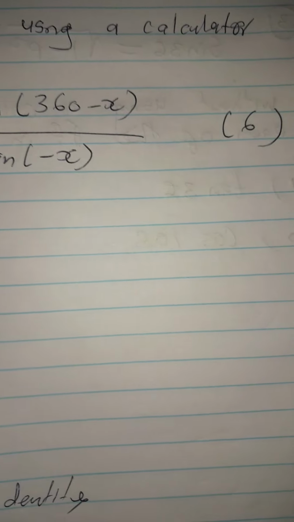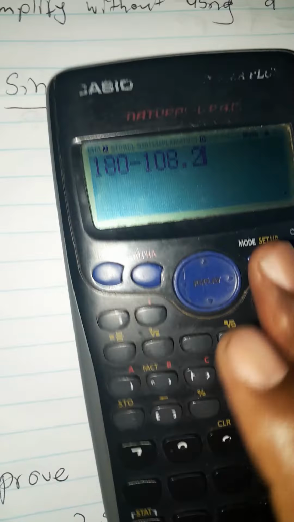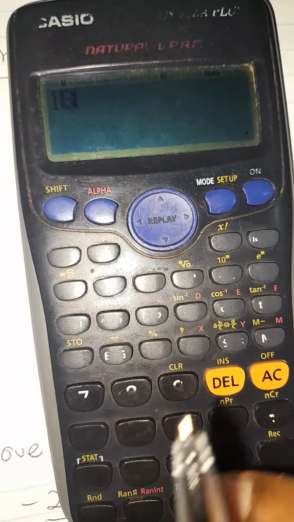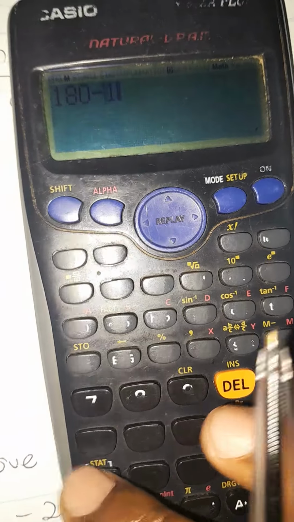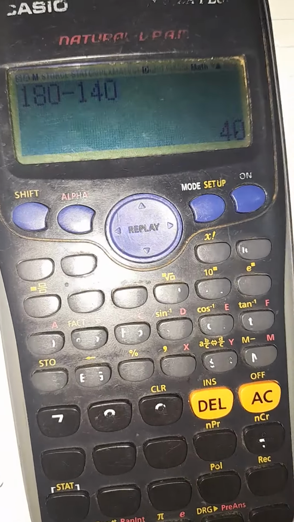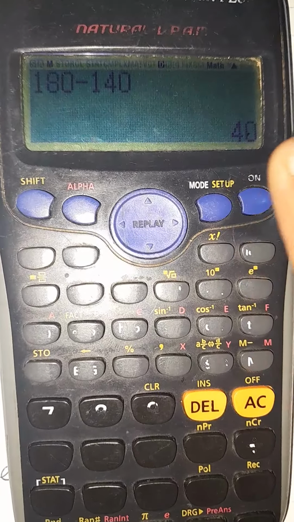So this question, I took from November 2021. The first question says simplify without using a calculator. That's 6 marks. How can you simplify without using a calculator? Well, let's start with sine 140. Yes, we need to reduce this angle. So I'll say 180 subtracted by 140, that's 40. So in other words, 180 minus 40.